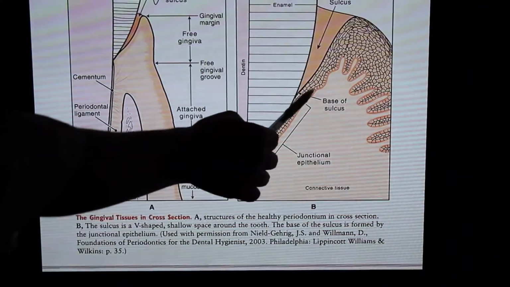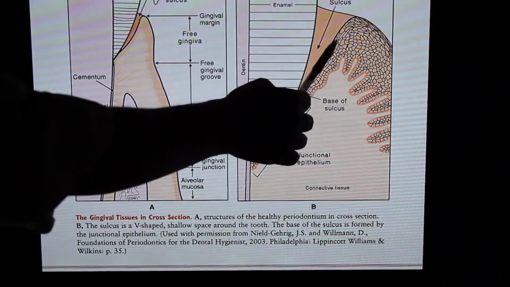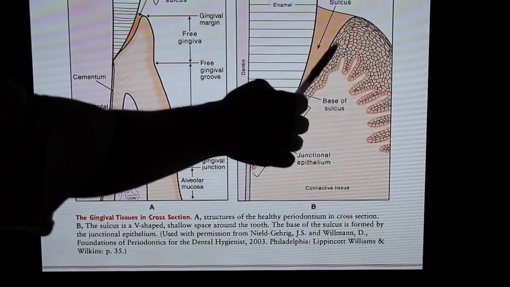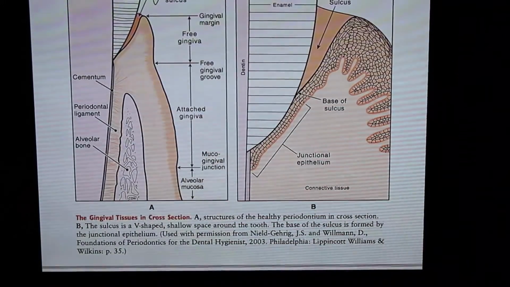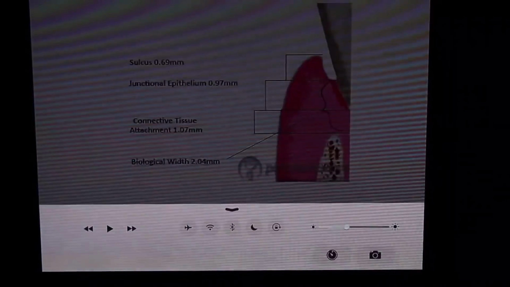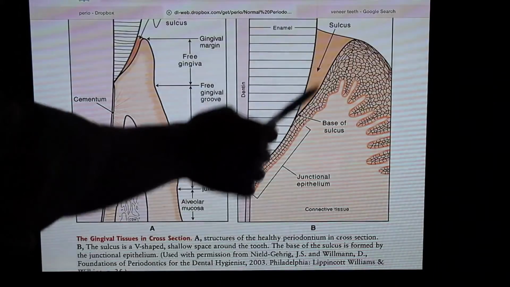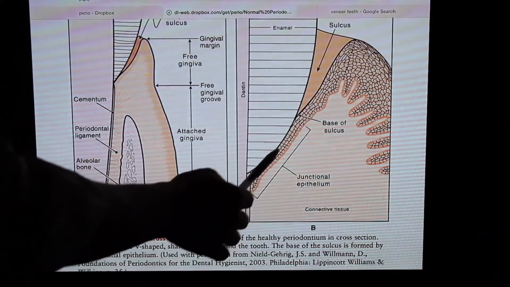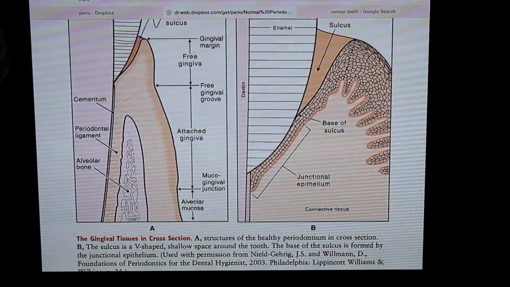This is junctional epithelium. It is 15 to 20 cell widths in the coronal part and 1 cell width in the apical part. This junctional epithelium, the tooth surface and the attachment along with the gingival fibers is called the dentogingival unit, or it is considered as one unit.